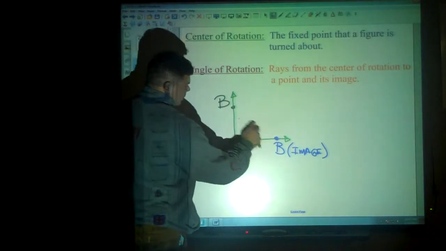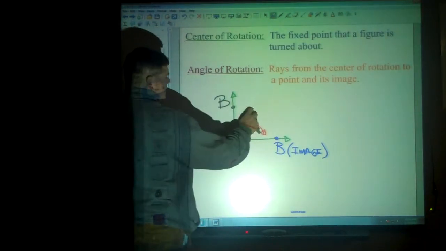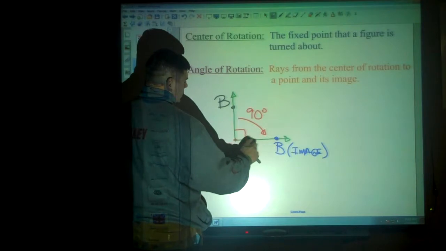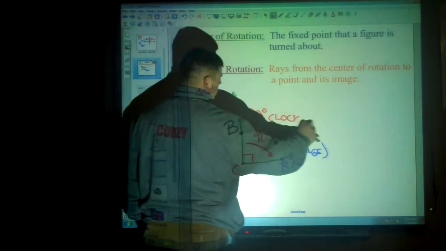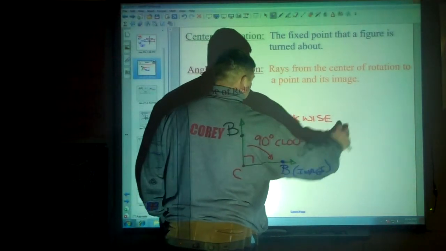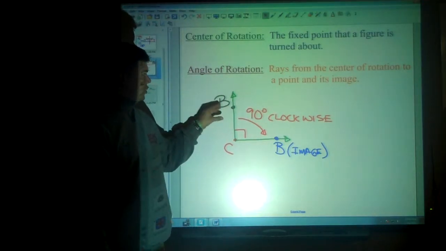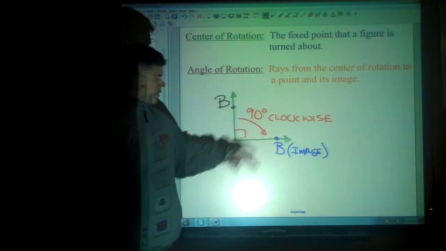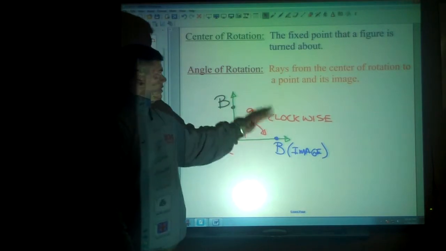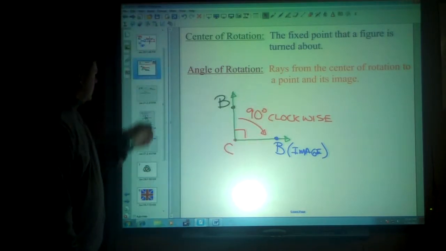So what happened was it rotated 90 degrees clockwise, as a clock would work. It started here because this was the original point, but it became the image over here. So this is the angle of rotation.